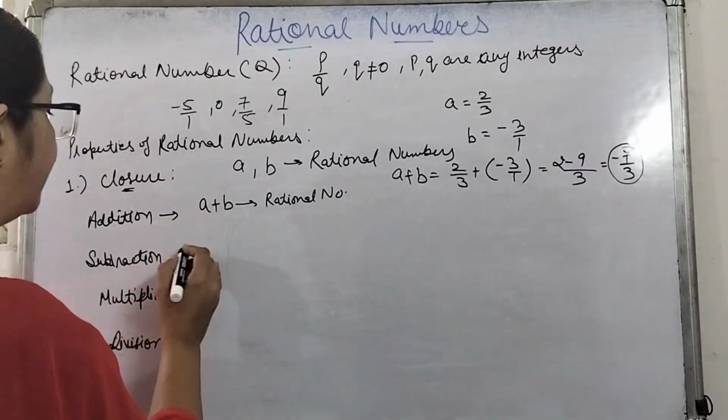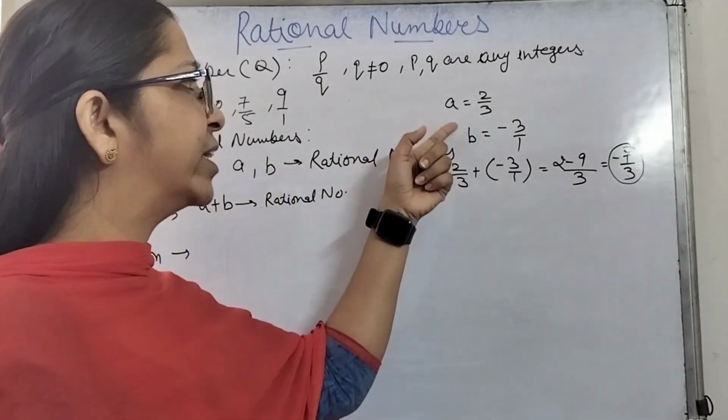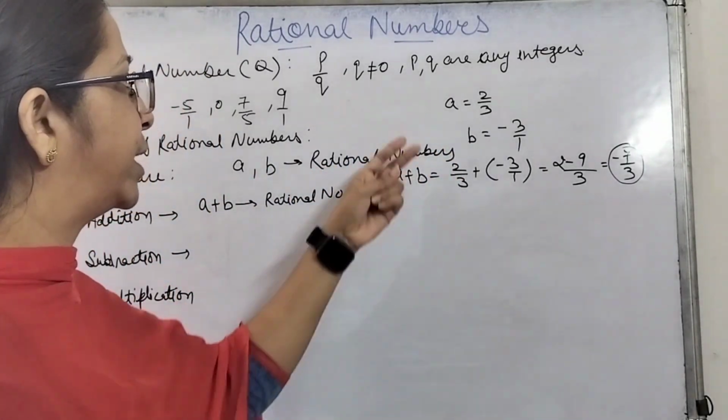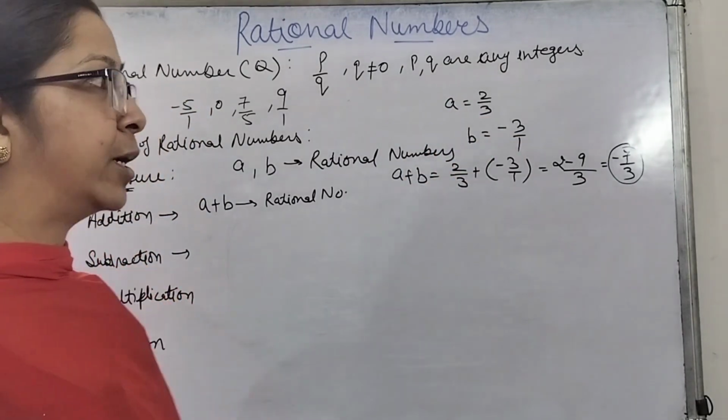Now if we check for subtraction, again we have taken two rational numbers. Suppose we take these same two rational numbers, where the value of A is 2 upon 3 and the value of B is minus 3 upon 1.